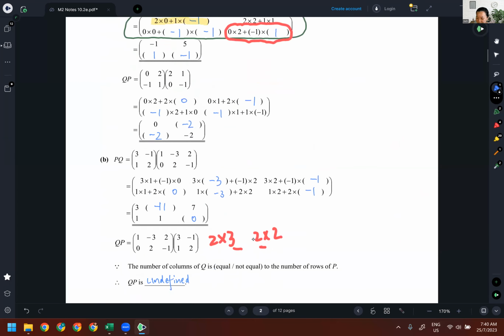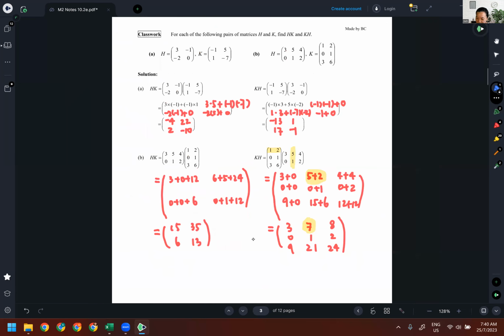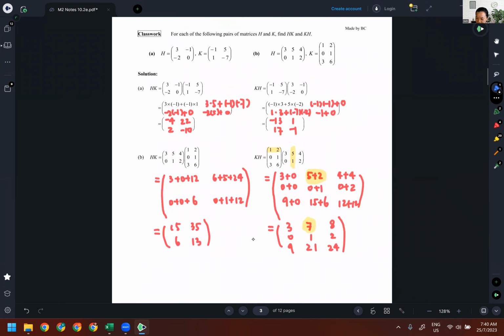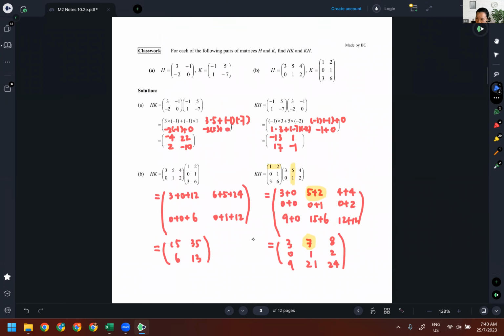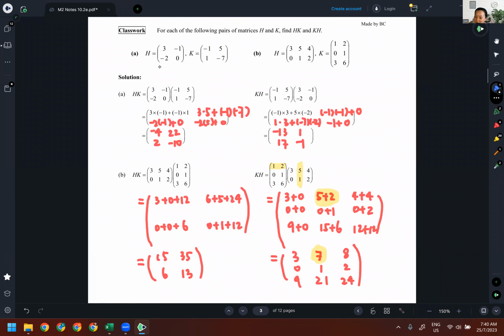The second thing comes from here, I guess. In this classwork, we practiced H times K and K times H. I think it's quite obvious now. It's very strange that H times K and K times H are not equal.